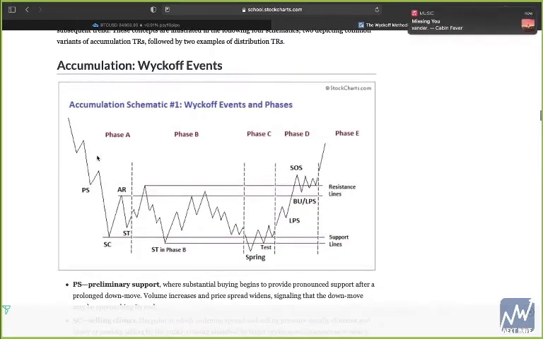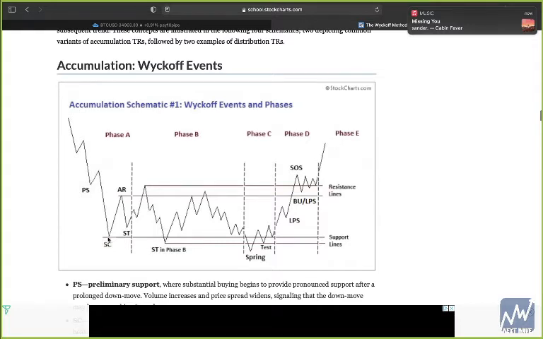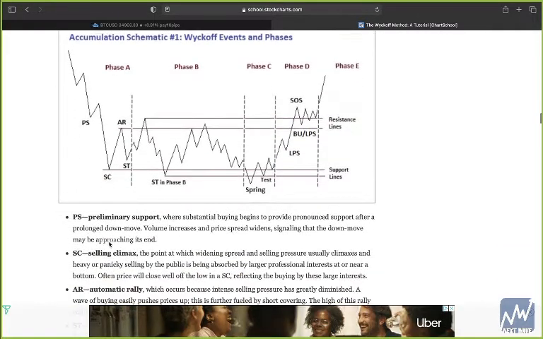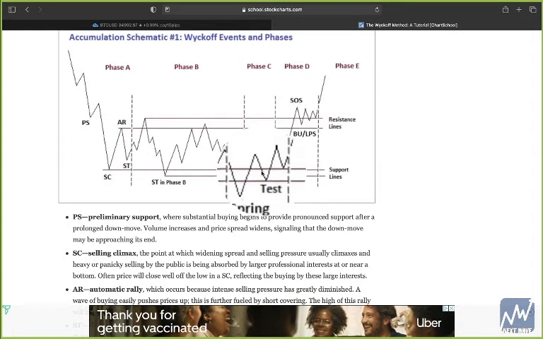So you get a mark down, a preliminary support, and then a secondary or selling climax, an automatic rally, a secondary test, and then it comes down and tests again. Then the spring comes below everything, and then we start to test up, and we kind of chop around a little bit. So this is pretty much where I think we are right now.